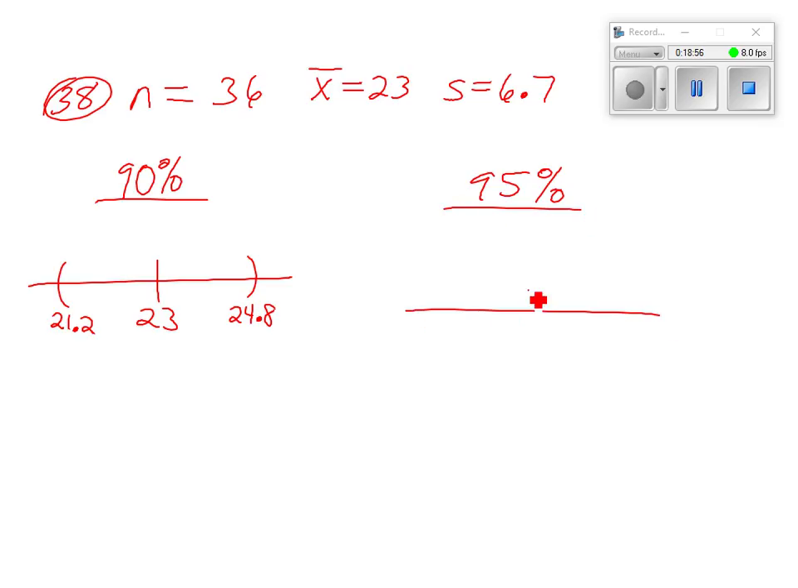Let's do the same thing on this one. 20.8. 25.2. And again, what happened? It got wider. 95% is wider than the 90%. Yeah, it's not very far off, is it? About a half on one side and a half on the other side.